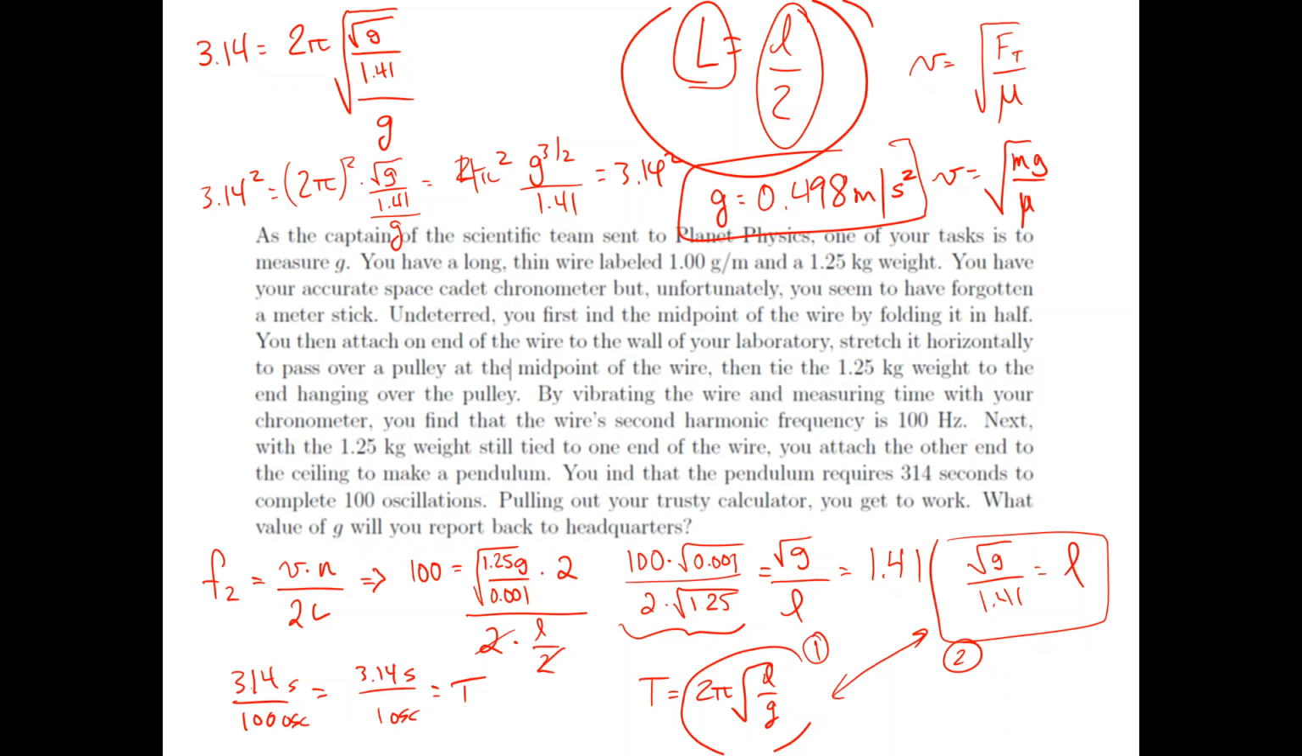It's not the most simple algebra, to be sure. Let me just erase it here so that we have the right answer. So it's going to be 1 over 1.41 square root of g. Now let's solve it. So, 8.06.